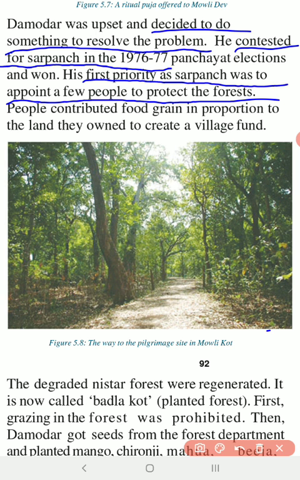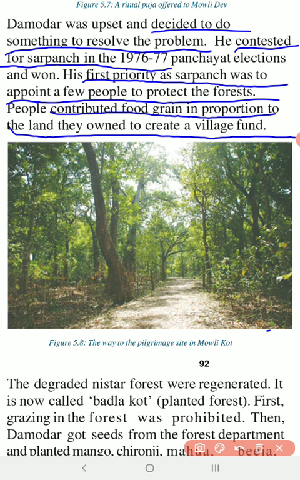So what happened? People contributed food grain in proportion to the land they wanted to create a village fund. As people cultivate, depending on the amount of land that they have, some gave money and some gave food grains. Those can be converted into money and so on. So that's how the village fund was flooding with money.